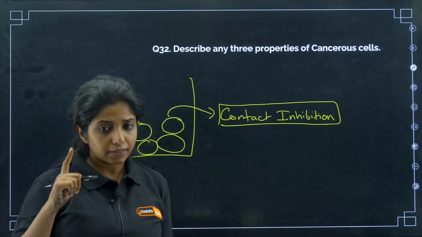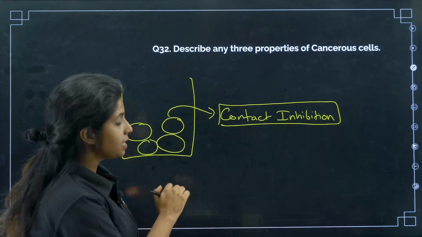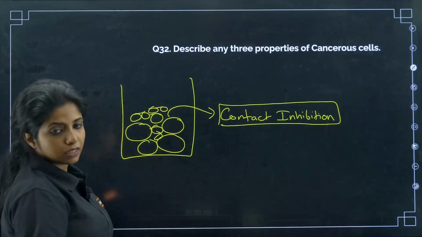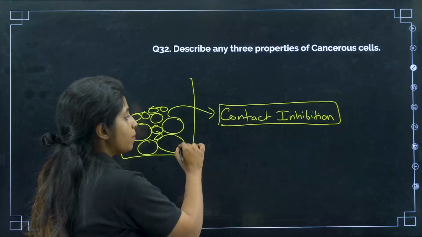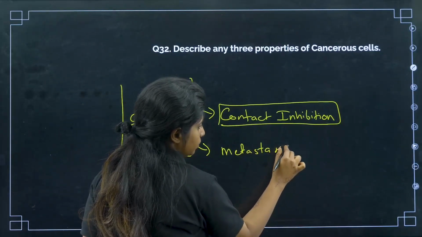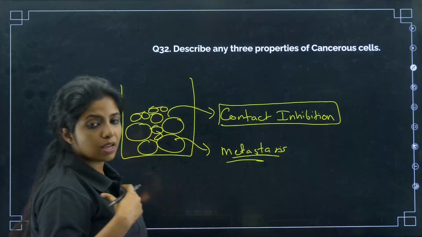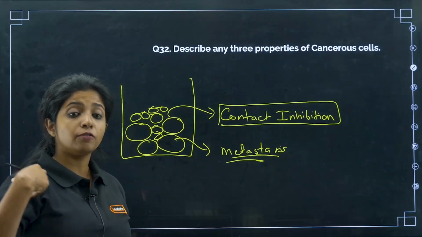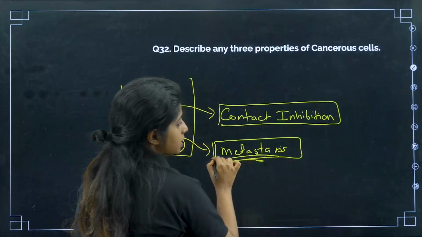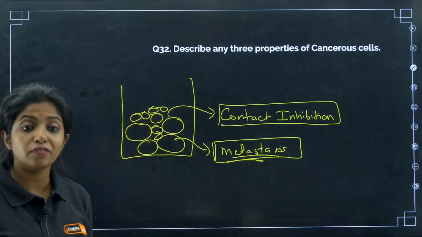Now, that is not seen in cancer cells. Cancer cells, even if they come in contact, will still keep on dividing. Second, cancer cells show a property known as metastasis. What do you mean by that? For example, here I have cancer cells. These cancer cells can move around different parts of my body, and this process is known as metastasis, and they will spread really quick like fire.